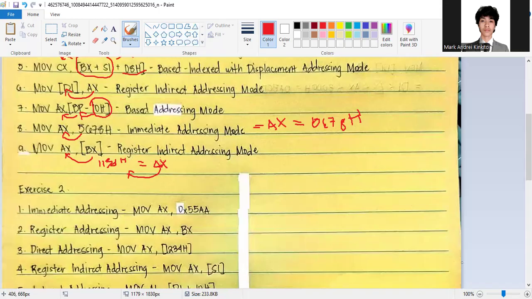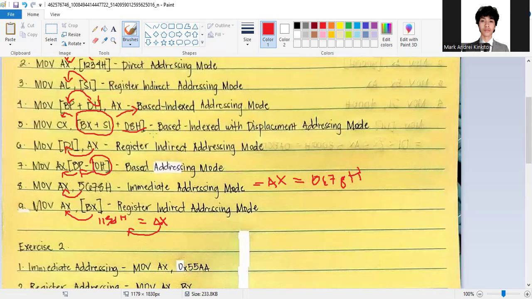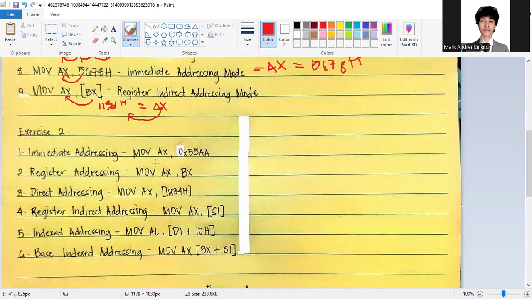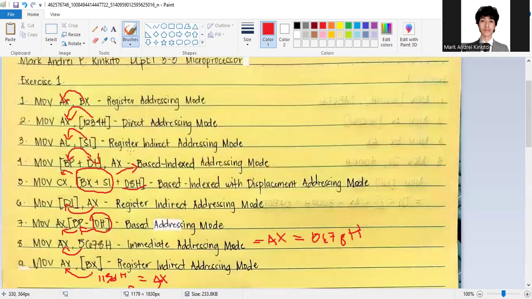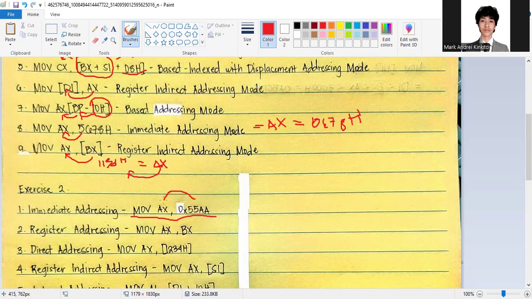Okay, next, let's move to exercise number 2. For exercise number 2, we will write code for specific addressing modes. It will be the reverse of exercise 1. For move AX, 0x55AA, this is immediate, similar to number 8 in exercise 1. We will move the value immediately into a register.